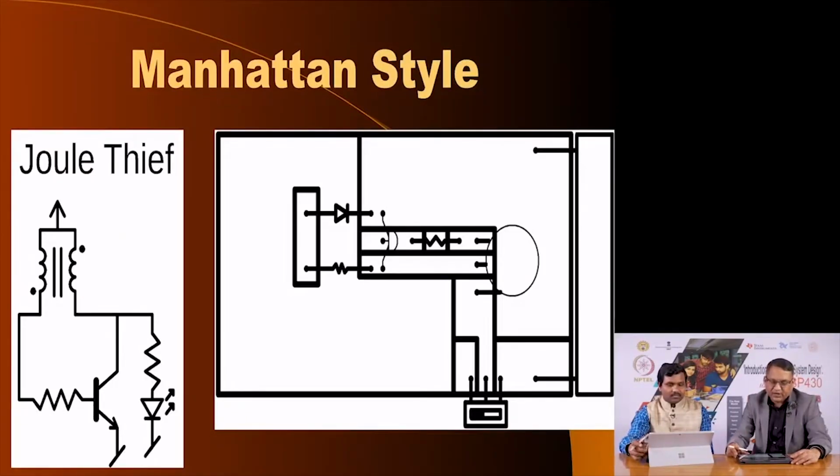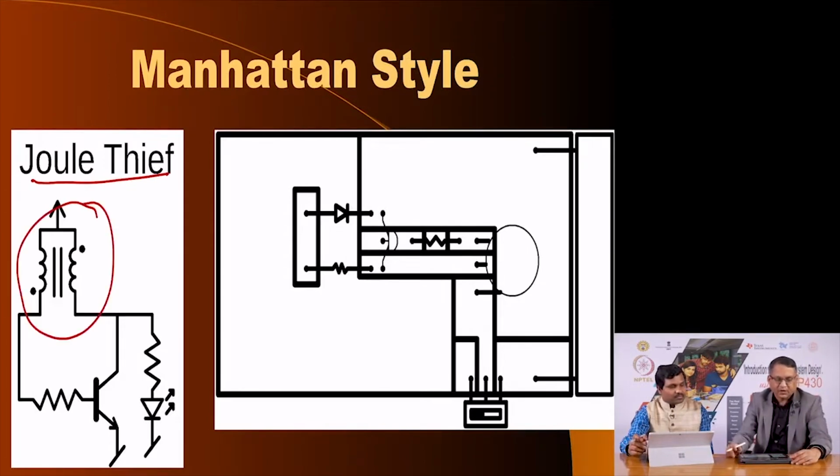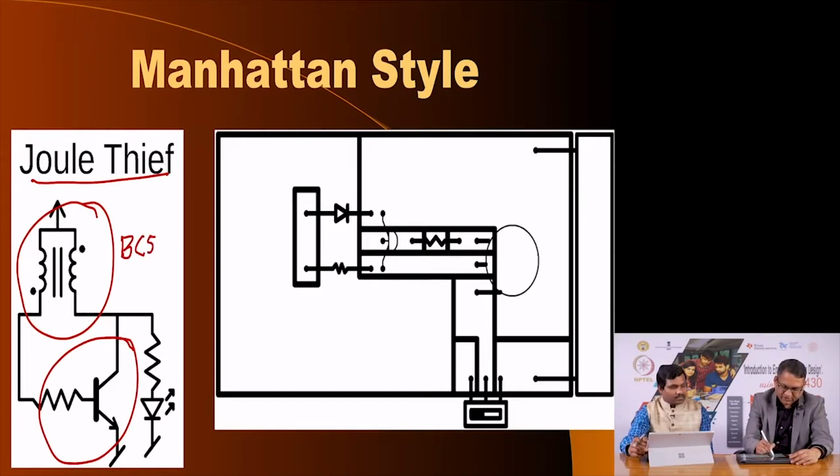This next style, as I mentioned earlier, is called the Manhattan style of prototyping. Now, here is an example. Here is a simple circuit that we want to prototype. This is popularly called joule thief, because it is actually a sort of a DC to DC converter. This is basically an oscillator with these two inductors which are coupled with each other, and a general purpose NPN transistor such as BC547.